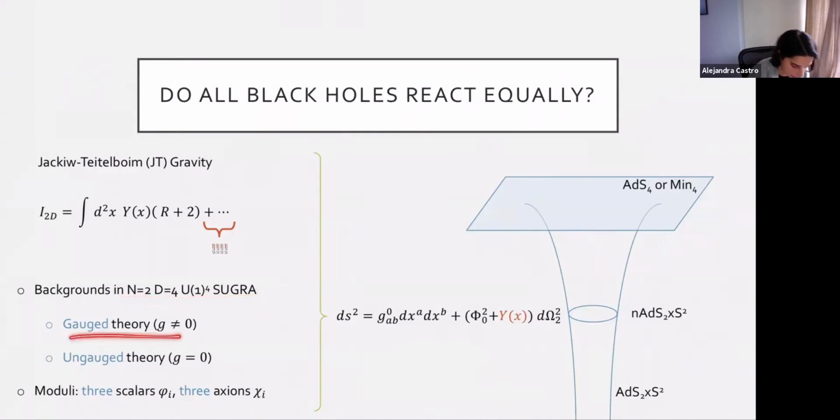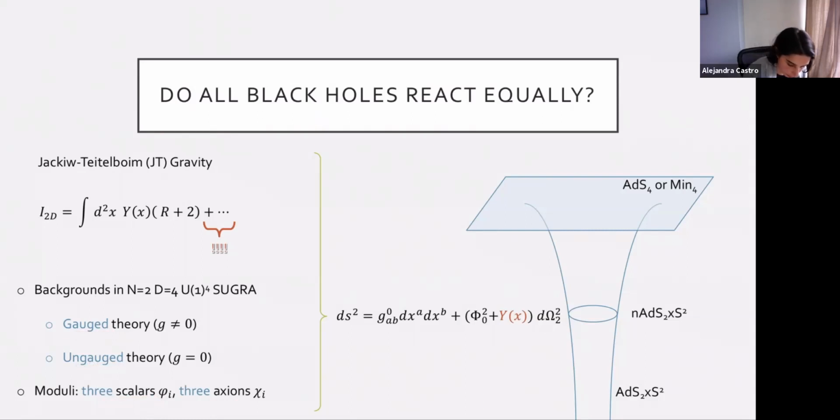I am going to make a difference between the gauged case and the ungauged case, and that's something you'll have to keep track of. Remember that these theories have 3 scalars and 3 axions inside of them, and these are going to play an important role. All of these features are going to play a very important role.